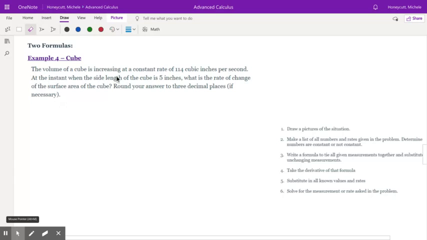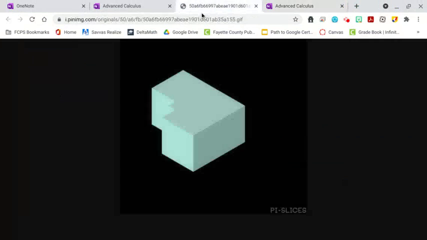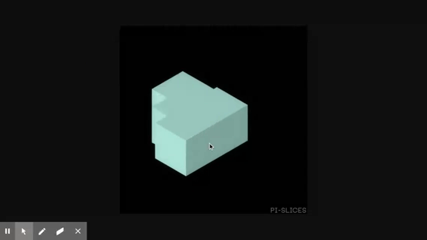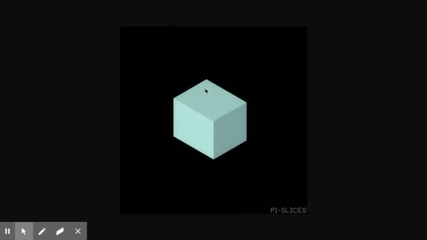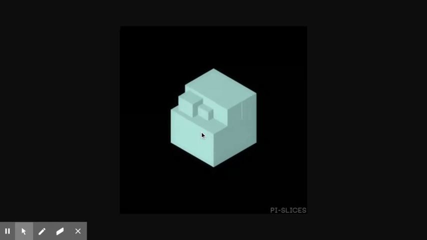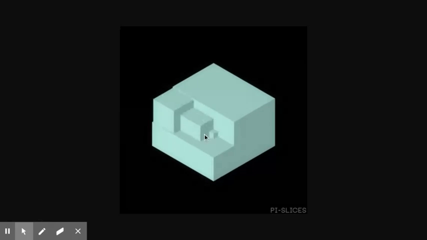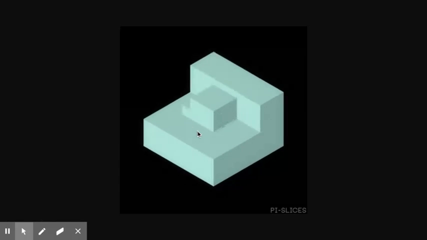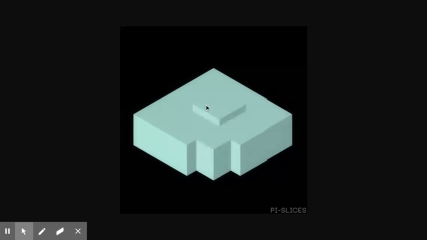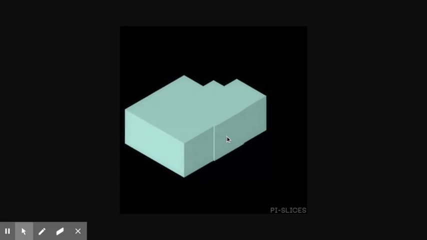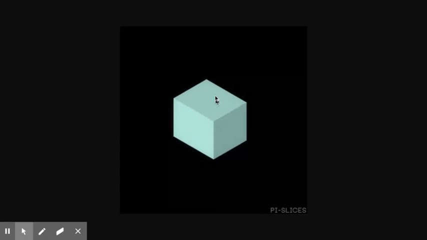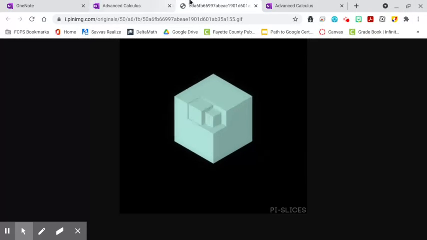It says the volume of a cube is increasing at a constant rate of 114 cubic inches per second. To give you an idea, this isn't the best animation, but it's the best one I could find at the moment. There's a little extra going on in the picture, but just imagine a cube that is plainly increasing, a volume of a cube that's just growing. This picture is kind of fun to look at, so I'll give you a second to look at it. Okay, enough of that.